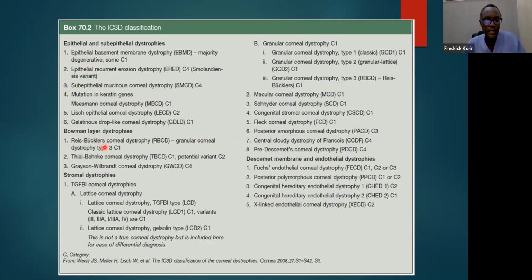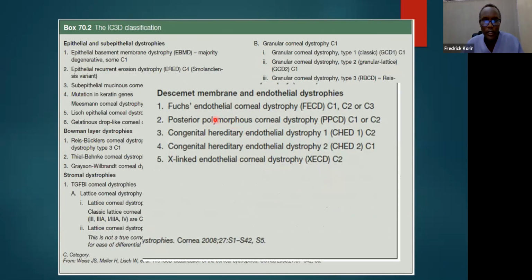Reis-Bücklers, I've seen a Reis-Bücklers here. I think Dr. Marcos managed this patient as well. So they do exist, so we've had that. Then stromal dystrophies, I think we've all seen through our training some of these interesting granular dystrophies. But the ones I want to major on today are the Descemet's membrane and endothelial dystrophies, and Fuchs is one of them.